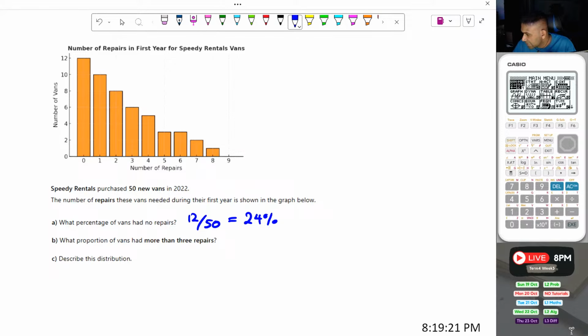The next question is asking for what proportion of vans had more than 3 repairs. So we're looking for more than 3. So that's going to be 4, 5, 6, 7, 8. So we've got 5 here. We've got 3, 3, 2, and 1. So that's going to give us 14 out of 50. And we can leave that as 0.28. How to go from fraction to percentage? Just times it by 100.